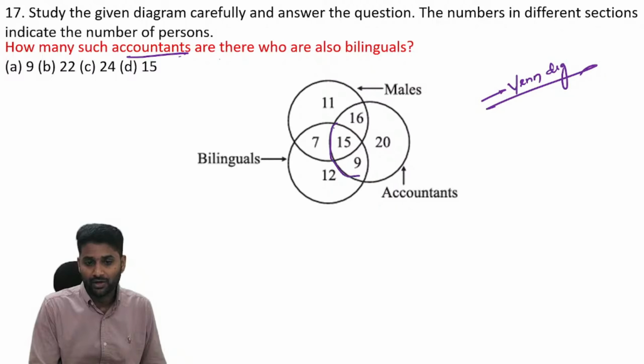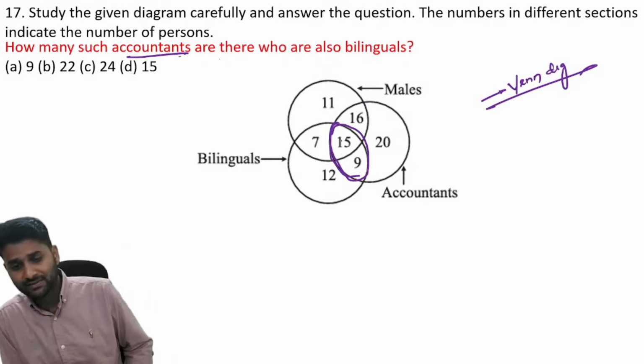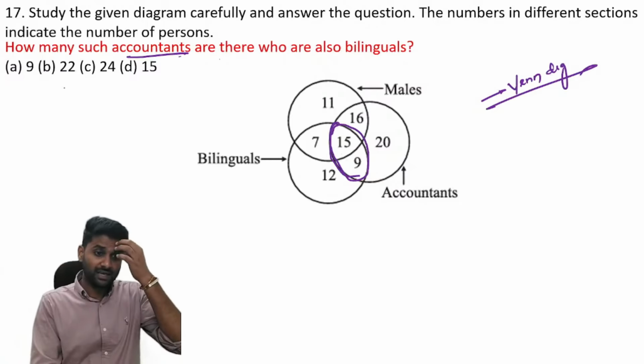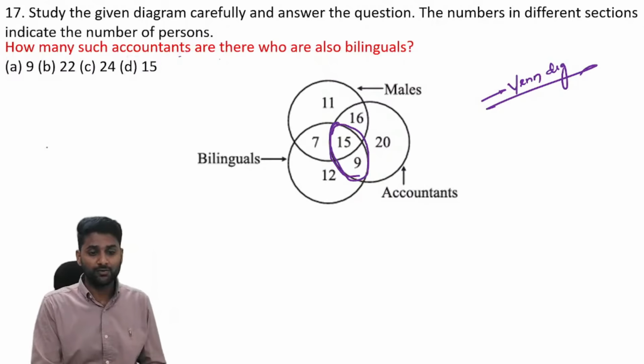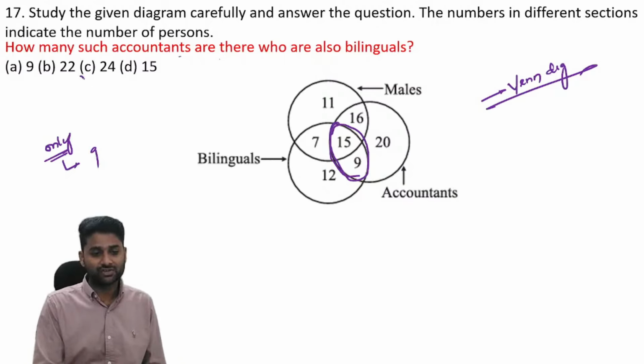And this is the point you have to consider. See, we need accountants who are also bilinguals. You have to consider 15 and 9 also. 15 is also part of males and 15 is also part of bilinguals. And they are not talking about only. See, only is a different statement. If we want only accountants and bilinguals, then the answer is 9. If you want bilinguals and accountants, the answer is 24.